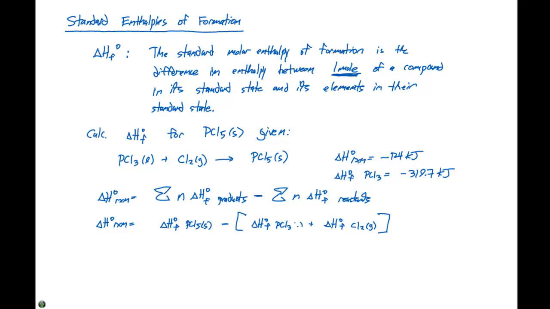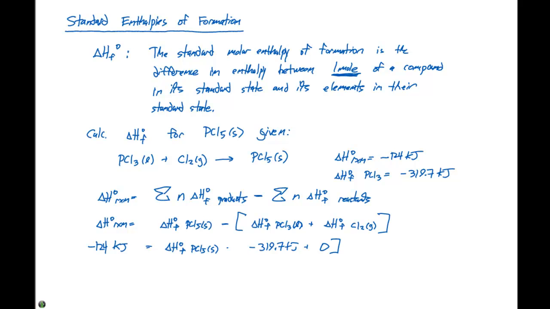Whenever we have an element in its elemental form, such as Cl2, our ΔH of formation is going to be 0. So this tells us that, and we're given the ΔH° of reaction, so that's going to be negative 124 kilojoules is going to equal the ΔH° of formation of PCl5 solid, which is what we're trying to calculate, minus the ΔH of formation of PCl3, which is negative 319.7 kilojoules, plus 0.